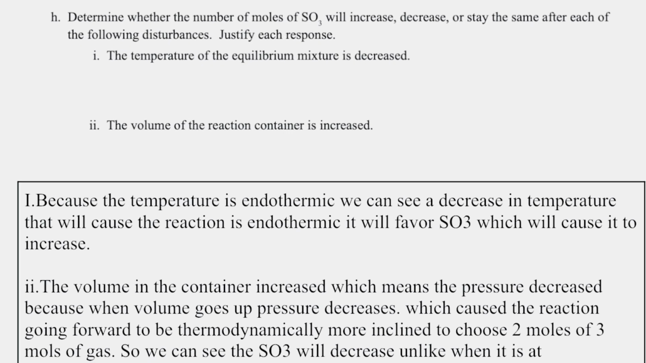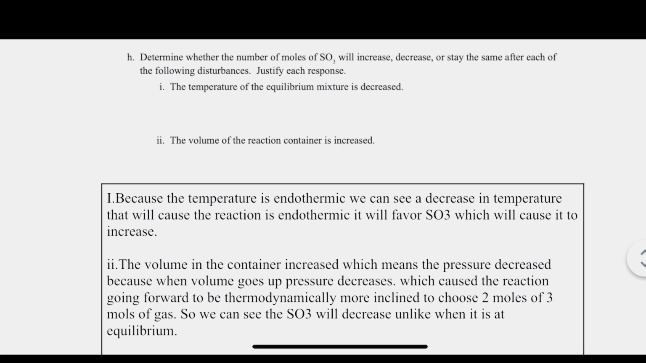So part H. Part H is to determine whether the number of moles of SO3 will increase, decrease, or stay the same after each of the following disturbances. Justify each response. So I is the temperature of the equilibrium mixture is decreased. For that I answered that because the forward reaction is endothermic, a decrease in temperature will cause the reaction to favor SO3, which causes it to increase.